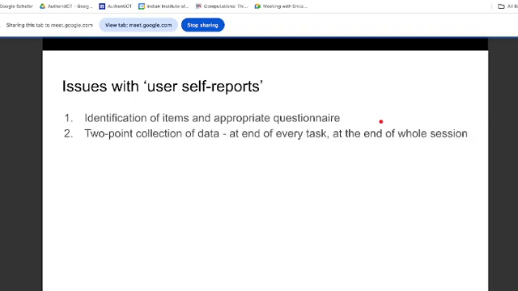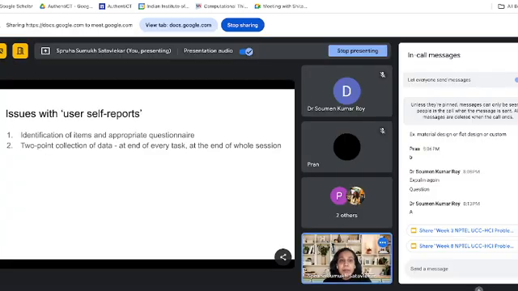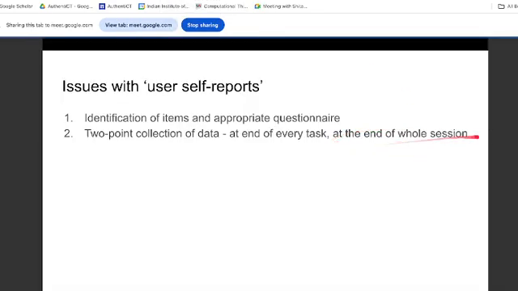Then there is the way of taking the self-reports at the end of every task or at the end of the whole session. This is basically two-point collection of data, which is preferably done to get a holistic picture of users' usability. The recommendation is to go for two-point collection of data, because if you do it only at the end of every task, you will miss the overall picture. If you do it only at the end of the whole session, you are going to miss out the specifics.